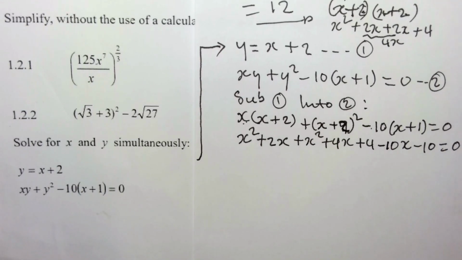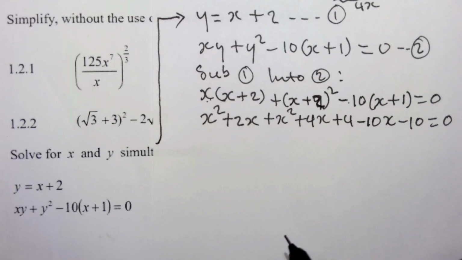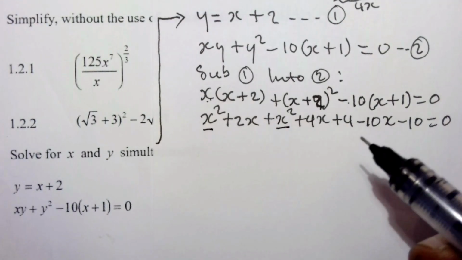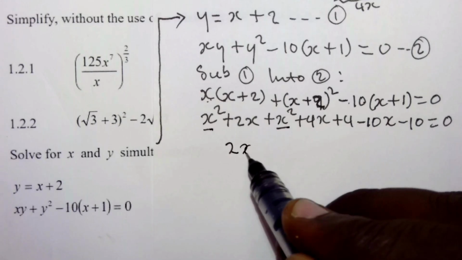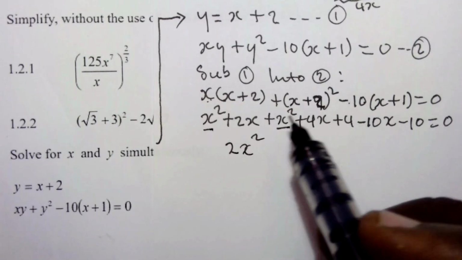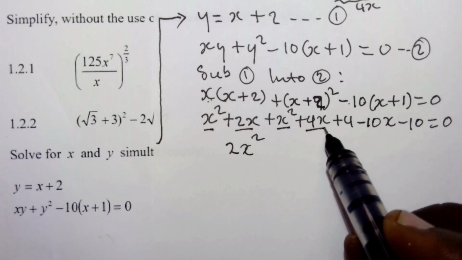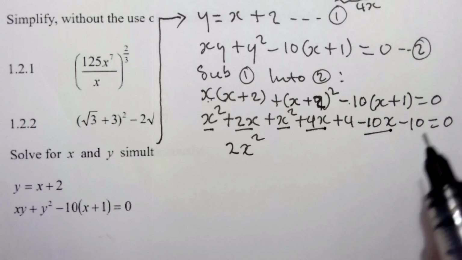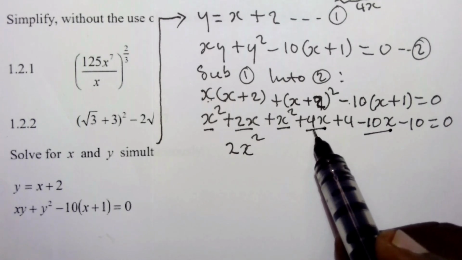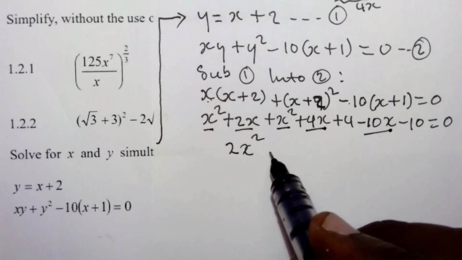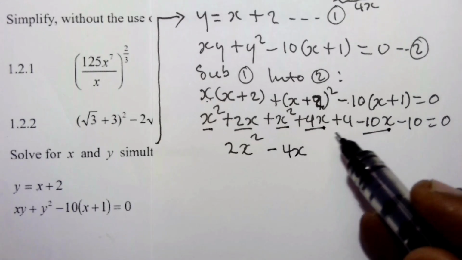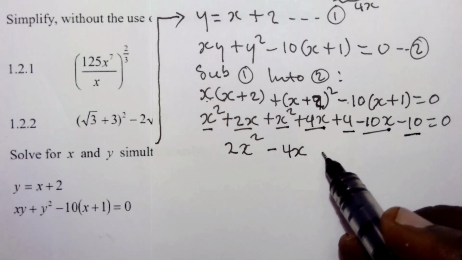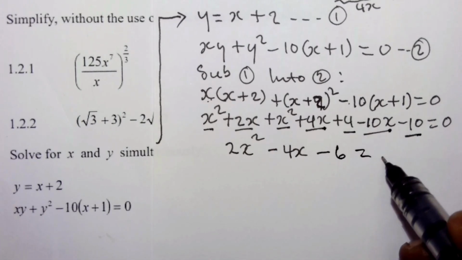And then what is next? So the next move here is to collect the like terms, right? So we have x squared, we have x squared. So how many of them? We have 2x squared, right? Now let's look at x's alone. We have 2x, 4x, minus 10x. So 2 plus 4 is 6. Minus 10 is going to be minus 4x. In terms of the numbers, we have 4 and negative 10. So it's going to be negative 6 equal to 0.